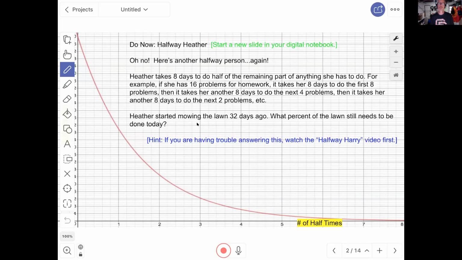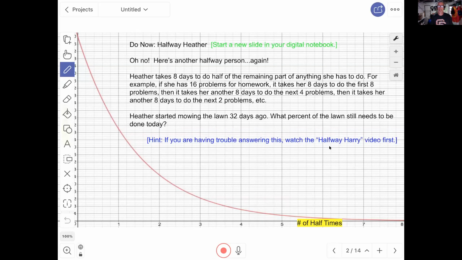So she starts mowing the lawn. She started mowing the lawn 32 days ago. So what percent of the lawn still needs to be done today? That's your do now. So on your graph, go ahead and see if you can figure that out now. If you're having trouble answering this, you need to watch the Halfway Harry video that I posted earlier this week. That will really help you with this lesson. All right, turn it off. Do your do now. See you back in a little bit.